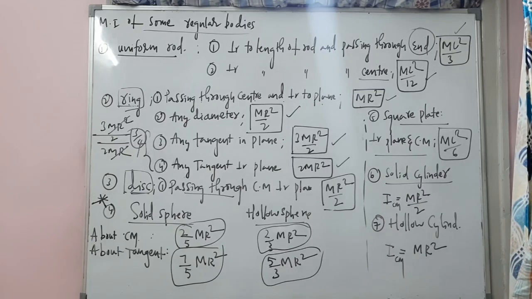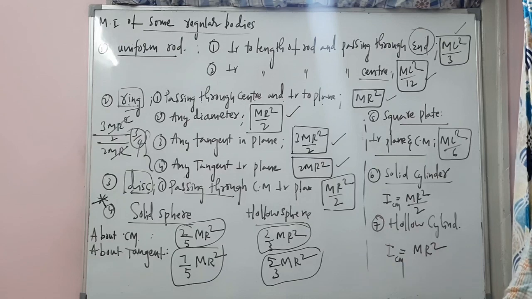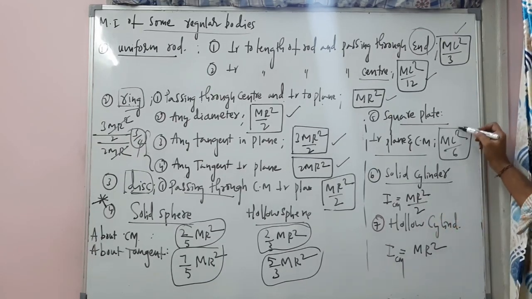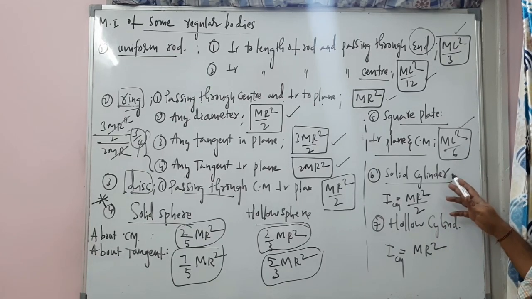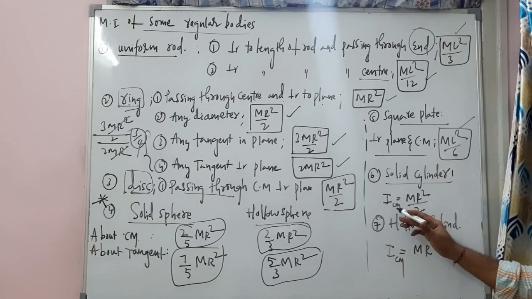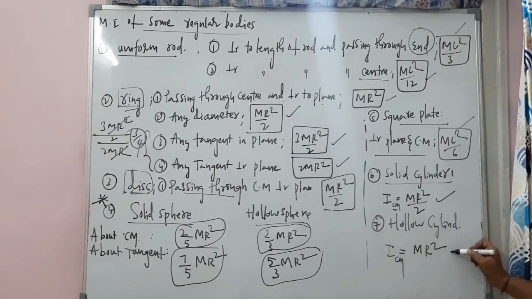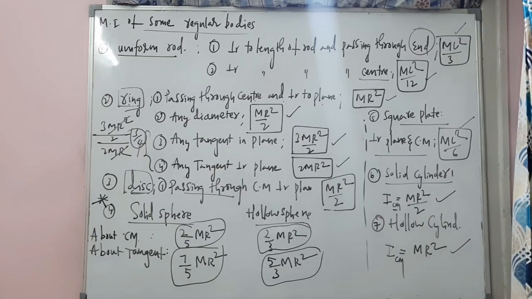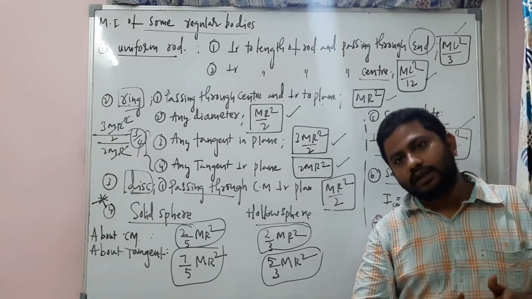Alright. Now, square plate, I have discussed already. When the axis of rotation is passing through the center of mass, ML square by 6. Solid cylinder, moment of inertia about an axis passing through the center of mass, MR square by 2. Hollow cylinder, MR square. Understand? Clear? So this is how the concepts will be asked.